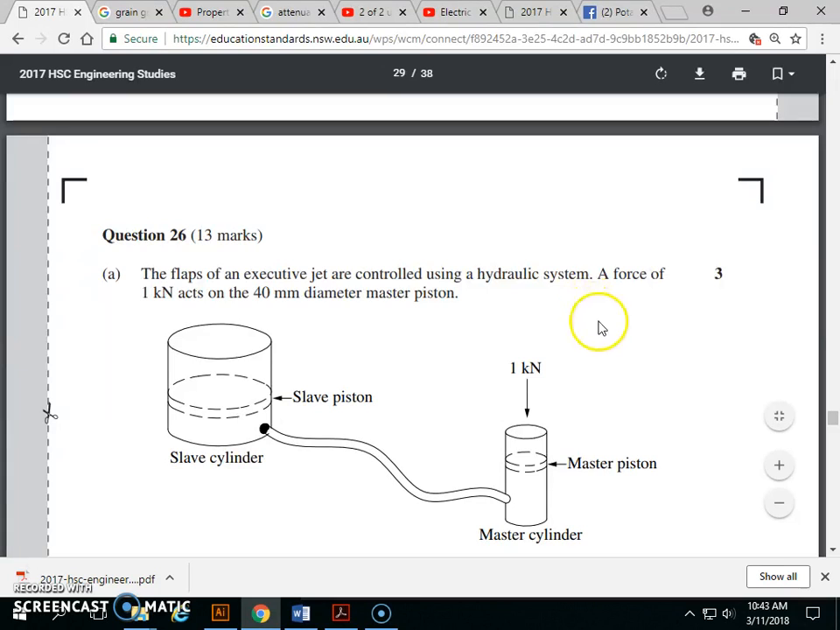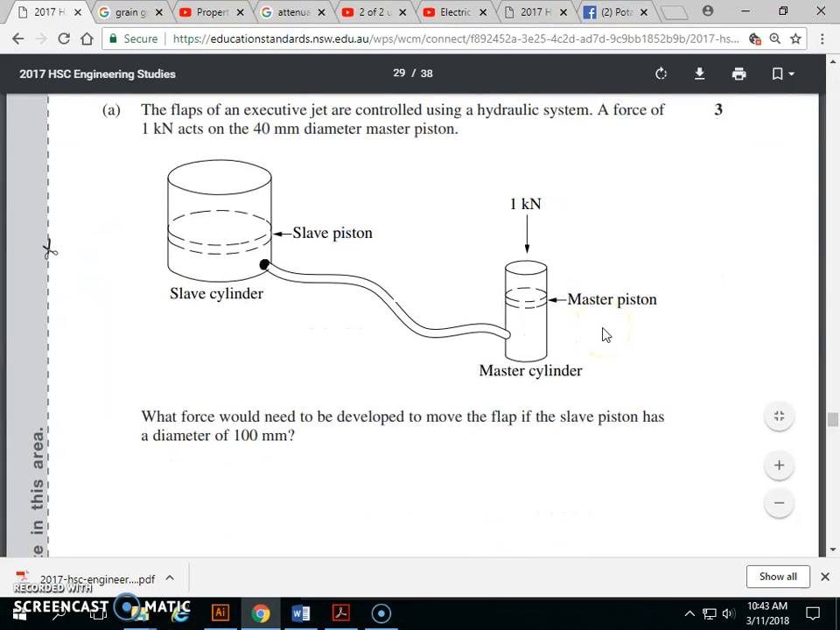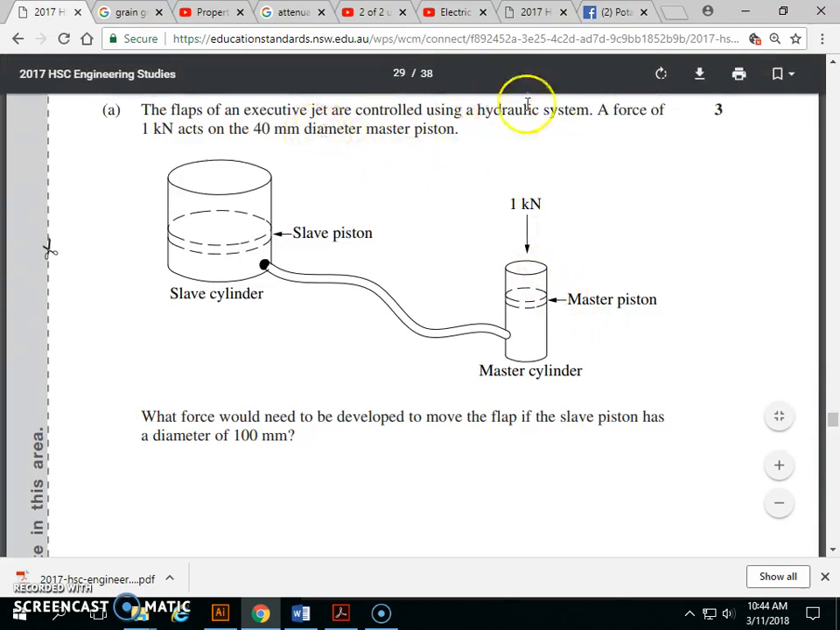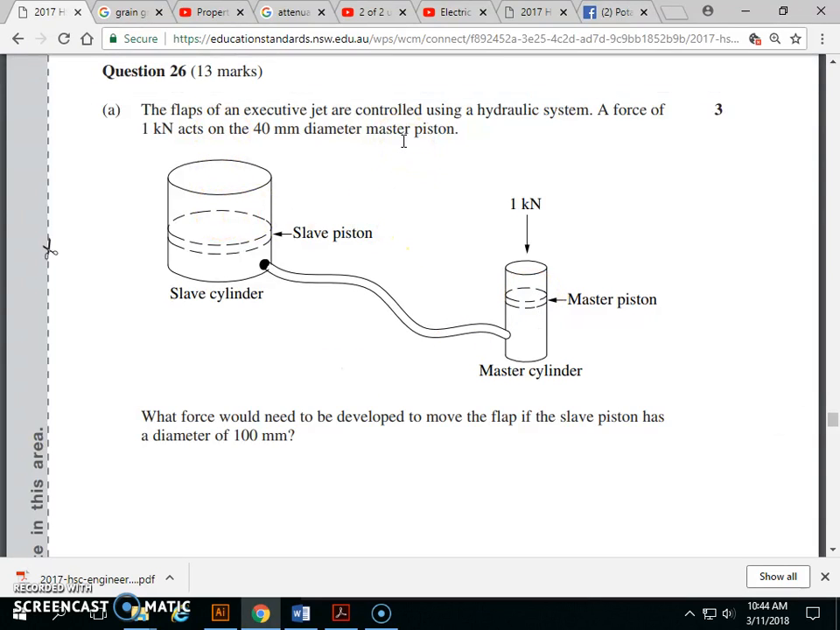Got a Pascal's principle question, right? Straight away I look at this, I see 2 cylinders. A force of 1 kilonewton acts on the 40 millimeter master piston, right? So this is 40 millimeters. It's a master piston. Okay, this is 100. What is the difference in their diameters? I think it's like 2.5, right? Yeah, the diameter ratio is 2.5.